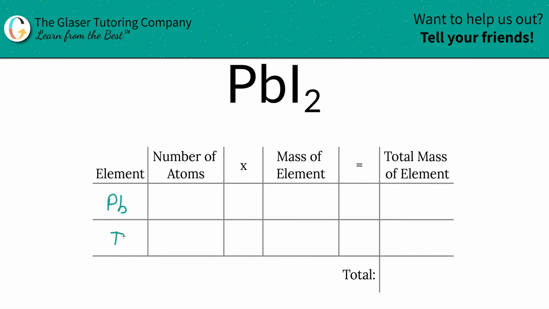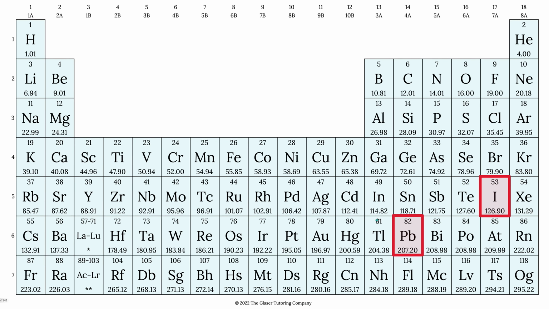So we have lead and we have iodine. Next is to identify the number of atoms of each, and that's where the subscripts of each element come into play. If you don't see a subscript there, just write in a 1. So you've got 1 lead, 2 iodine. Then you're going to simply take those number of atoms and multiply by the mass of each element. Those masses are found on the table.